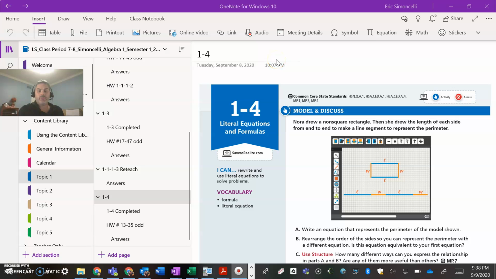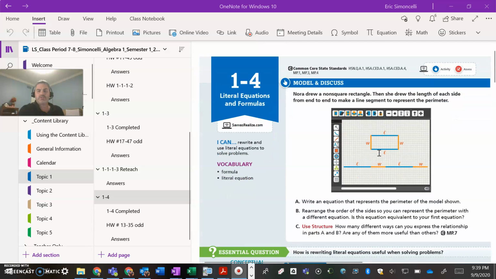Hello students, today we're going to be taking a look at section 1-4 entitled Literal Equations and Formulas. We're going to jump right in. There is a model and discuss scenario that I would like you to take a look at.